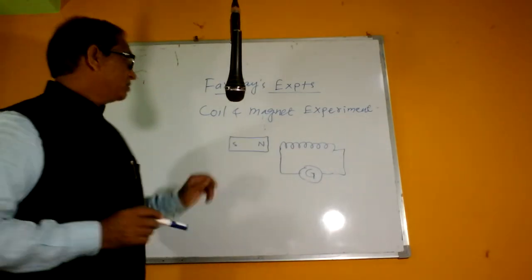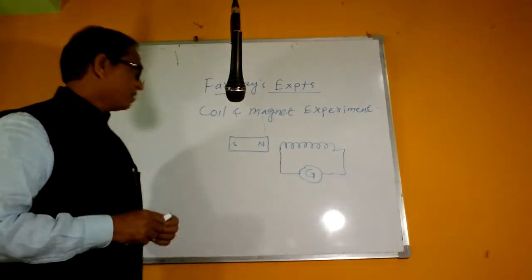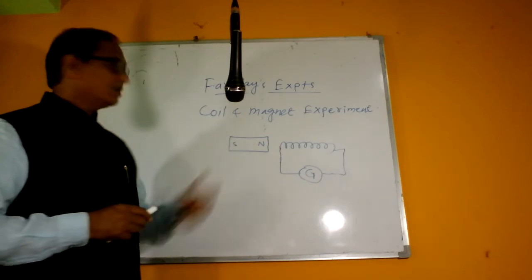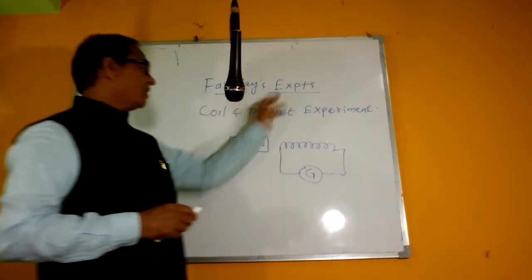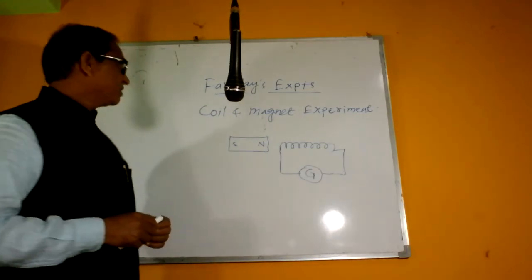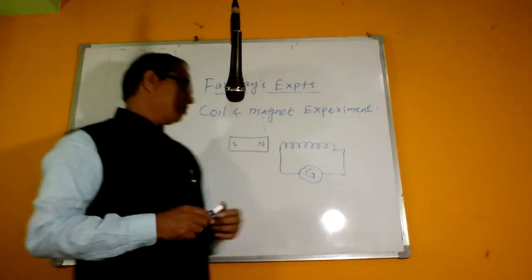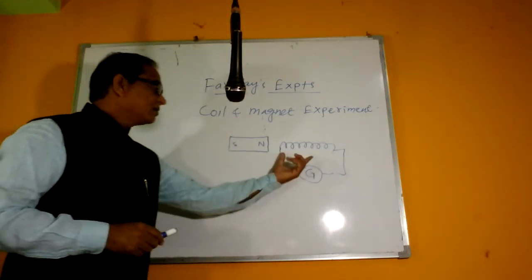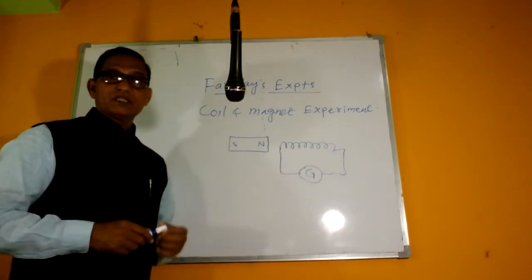Now we are going to say something about Faraday's experiments, and then discuss Faraday's law after explaining the experiments. The first experiment is the coil and magnet experiment. In it, we have a bar magnet and a coil, and the two terminals of the coil are attached to the sensitive galvanometer.